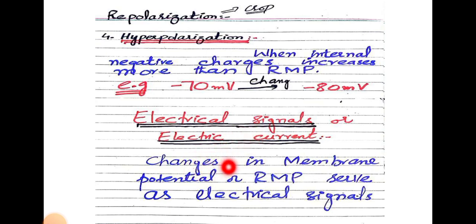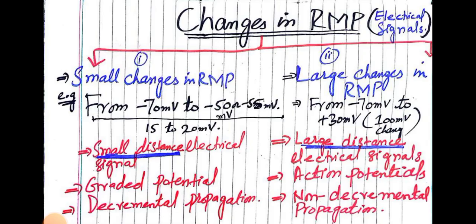Changes in membrane potential or resting membrane potential serve as electrical signals. In this case, if the membrane has changed from this value to this value, this change in membrane potential would give rise to electrical signals. As I have already discussed, changes in membrane potentials are electrical signals.